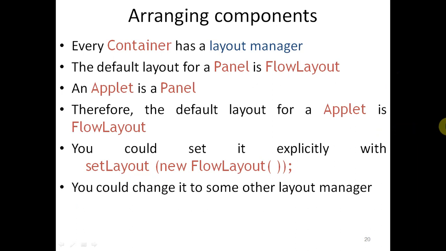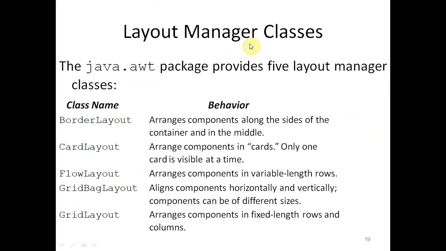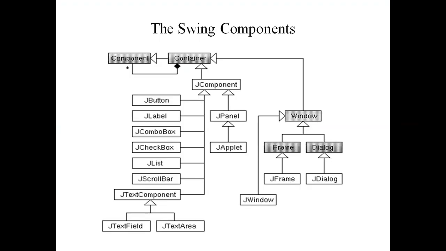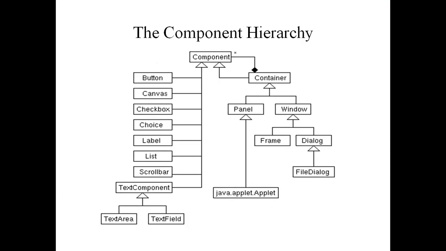Again, you can see here every container has a layout manager. So we have 5 layouts and every container. And we know the container. In the previous class we have studied about the container. Panel or window are the containers. So you can see here in AWT, panel and window are the containers. Inside the window we have frame and dialog, and then we have file dialog. So we have different containers, and Applet is a part of panel. So these are the different containers.